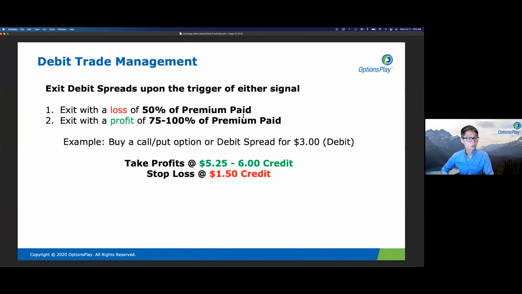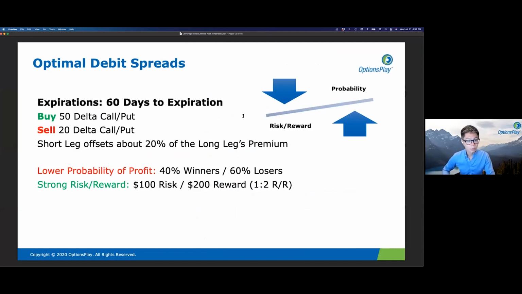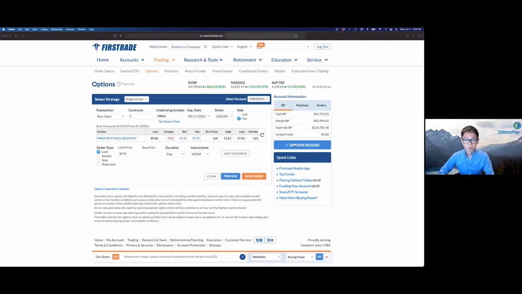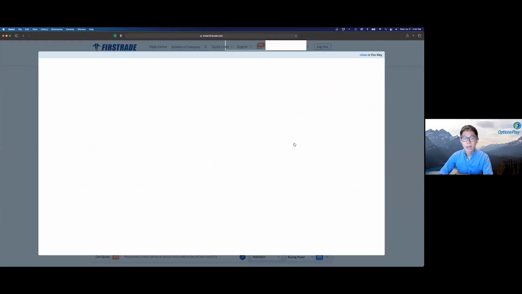So with that, let's cover just what optimal debit spreads are and how to manage these trades. Generally speaking, going out 60 days to expiration is your ideal starting point. And what you want to buy is the at-the-money call or put and sell a 20 delta call or put against that. So let me just walk you through that. When you're using the options play wizard, it actually does all of the selections for you.